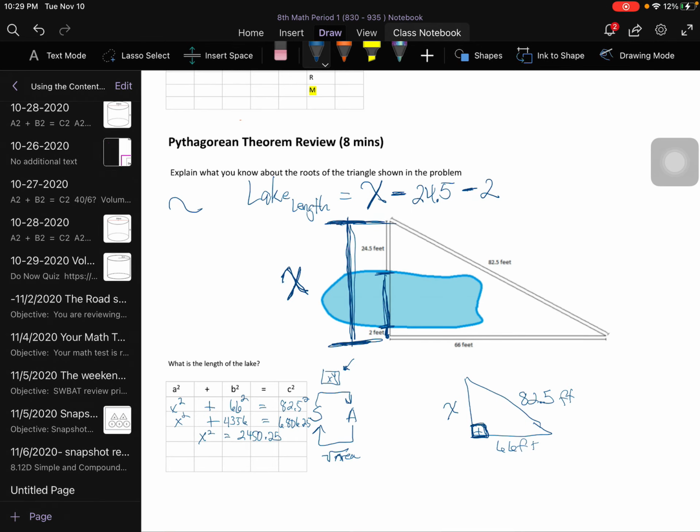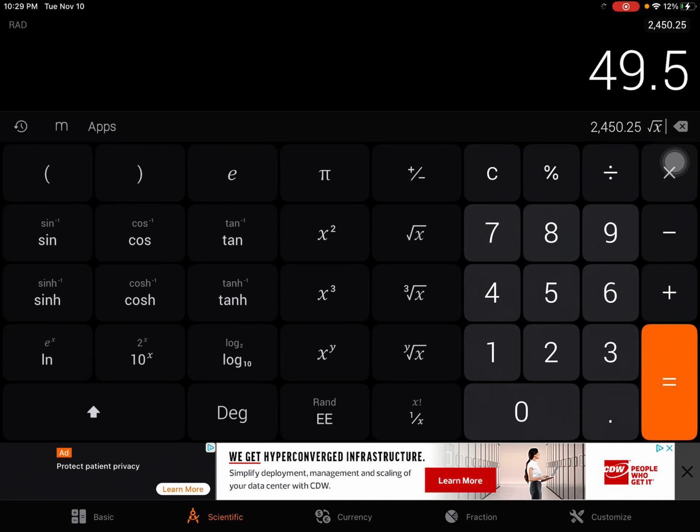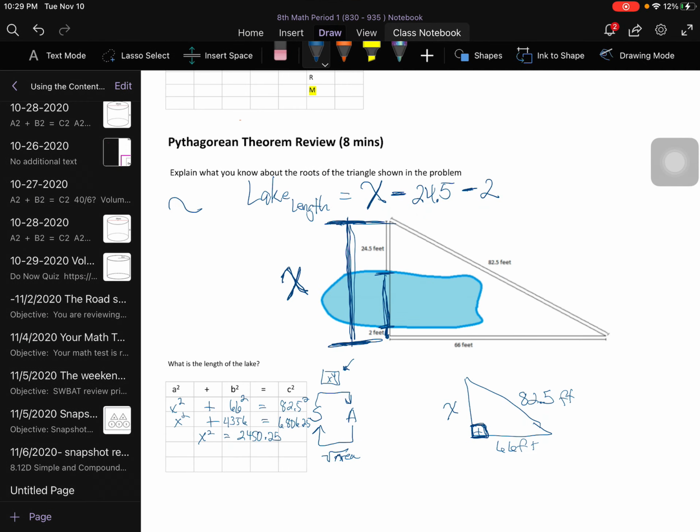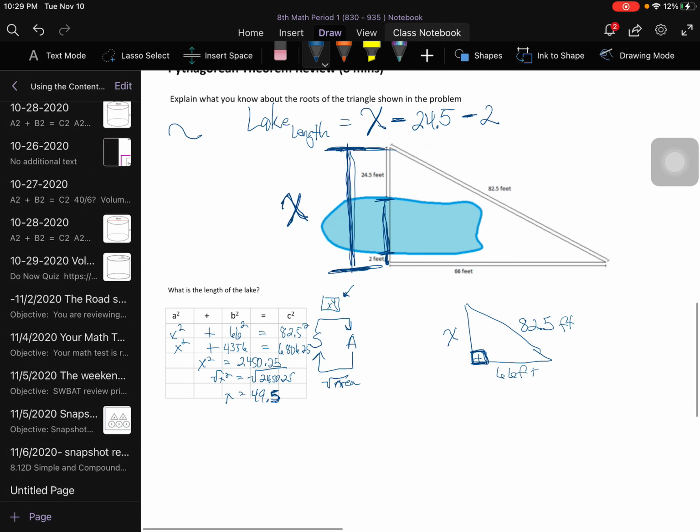Well, that's an area number, so we have to use our square root, and that gives us 49.5. So the square root of x squared and the square root of 2,450.25 is 49.50. Is that the answer to our question? Is our lake 49.50 feet? Oh no, because remember, all of this is 49.50 feet. So we have to take 49.50 and subtract 24.5 and 2. Go ahead and do that and see what you get. I'm ending this video here.